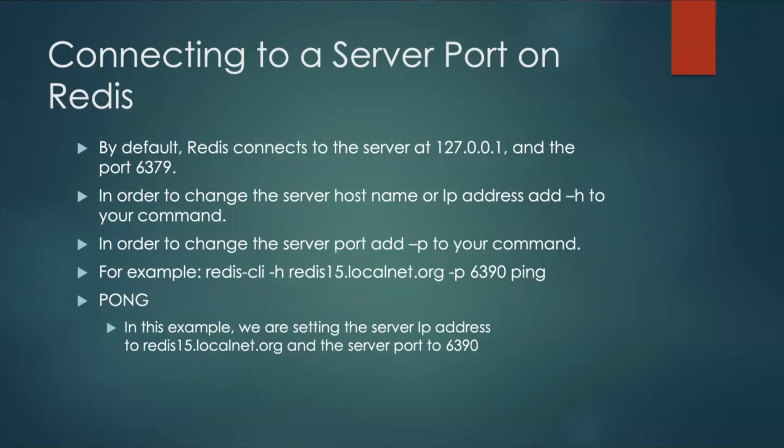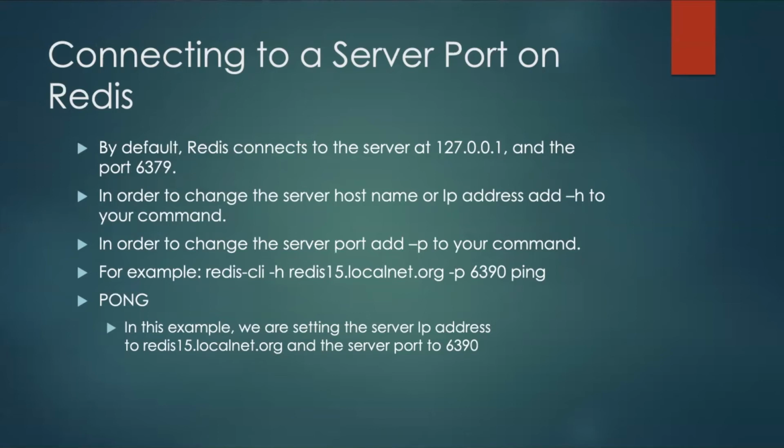Connecting to a server port on Redis. By default, Redis connects to this IP address at that port number. And if you want to change your server hostname or IP address, you need to add the -h to your command. And if you want to change the port number, you need to add the -p to your command. An example is shown on the slide.